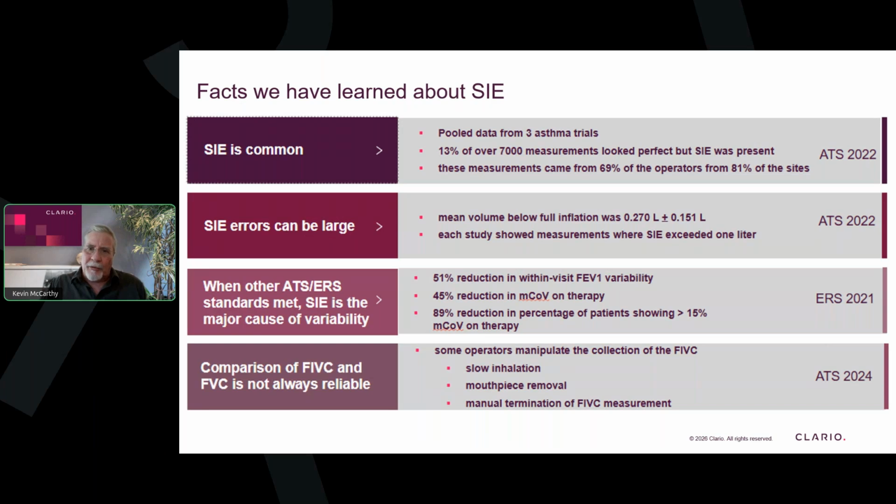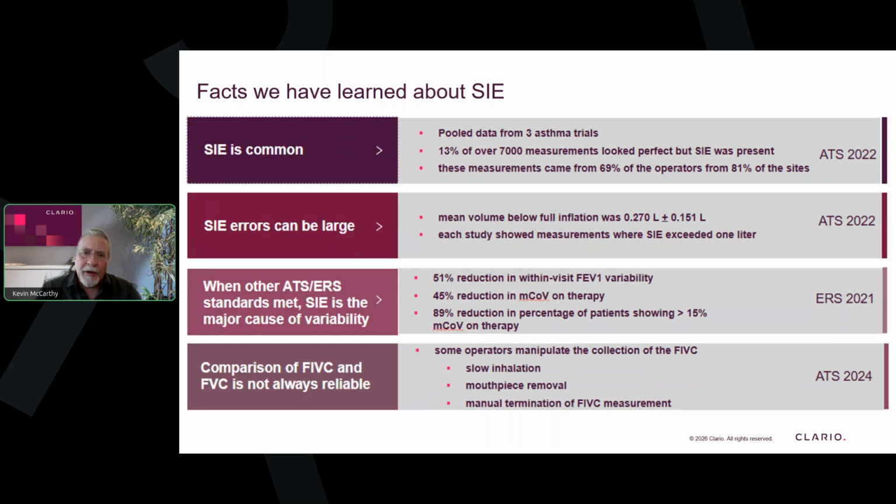And when you couple that with some starting from full inflation, that's the kind of variability that we see in clinical trials. We also looked at the magnitude of the submaximal inhalation error, and we found that on average, the efforts flagged for SIE were starting 0.27 liters plus or minus 0.15 below full inflation. That doesn't sound too bad unless you look at it in the light of what's considered to be a fairly decent treatment effect when you're trying in a clinical trial for asthma. It's about that, and so it certainly is a big chunk of that.